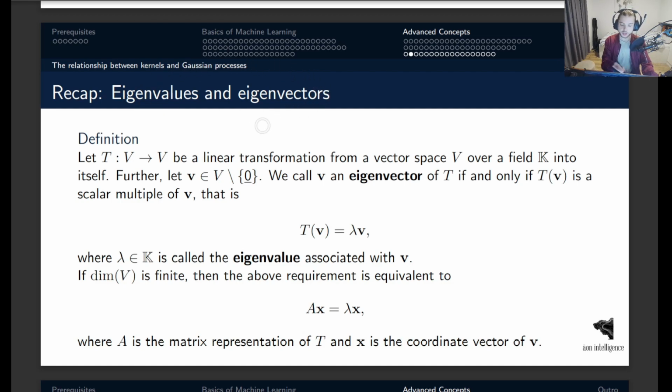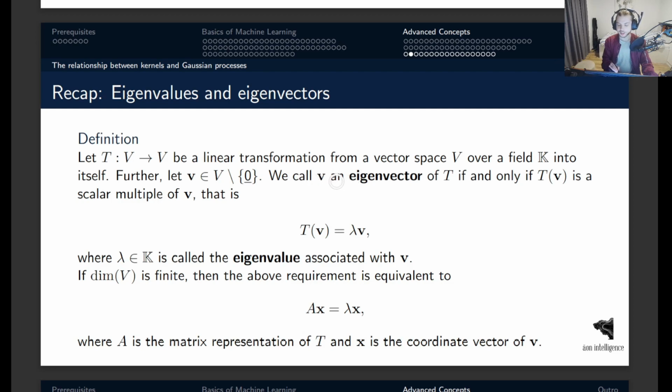The first notions I want to recap are eigenvalues and eigenvectors. For that we need a linear transformation T that maps from a vector space V to itself. V is defined over a field K, and further we let v be any vector apart from the null vector in that vector space capital V.